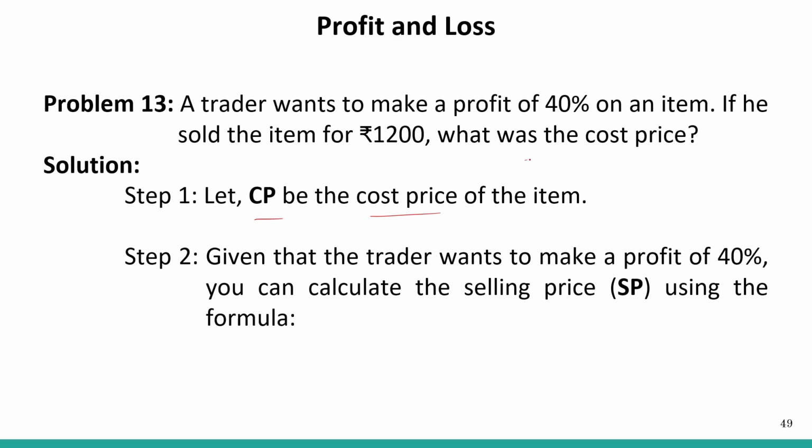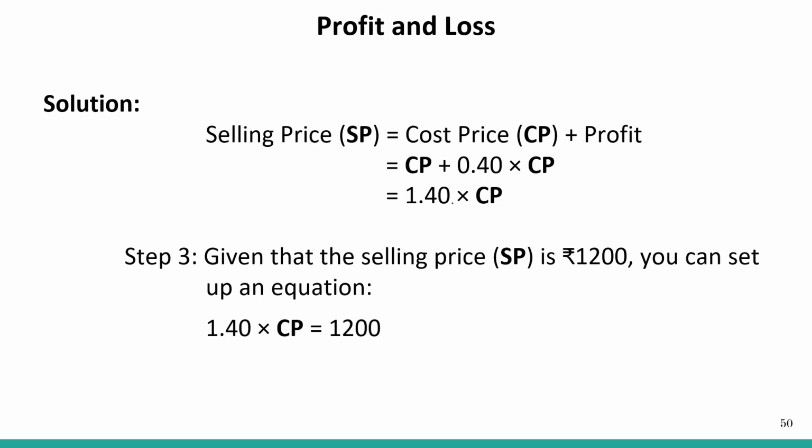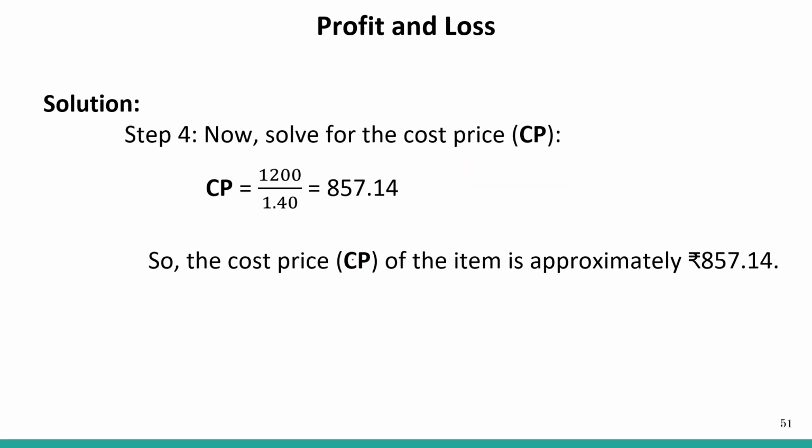So let CP be the cost price of that item, right? Given that the trader wants to make a profit of 40%, you can calculate the selling price using what? It will be 1.40 into CP by using the formula cost price plus profit. Profit is known as what? The profit percentage in decimal form into cost price, and we add it with cost price to get the selling price. So it will be 1.40 CP. Okay, so now algebraically solving for CP by taking it to the left hand side and putting all the known factors on the right hand side, what we are left with is 857.14. So the cost price of the item is approximately 857.14 rupees.